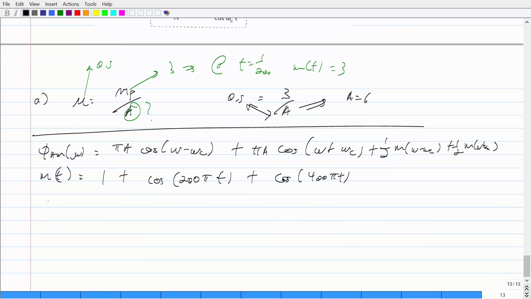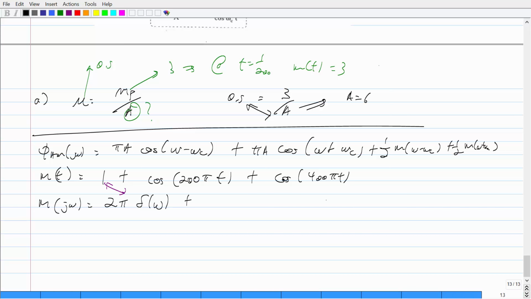So if I want to figure out what the Fourier transform is, remember the Fourier transform of a constant is just an impulse, but it's multiplied by 2 pi. If you remember from signals and systems, so this becomes 2 pi, and then it's just one impulse centered at omega equal to 0. So that's what this is over here.